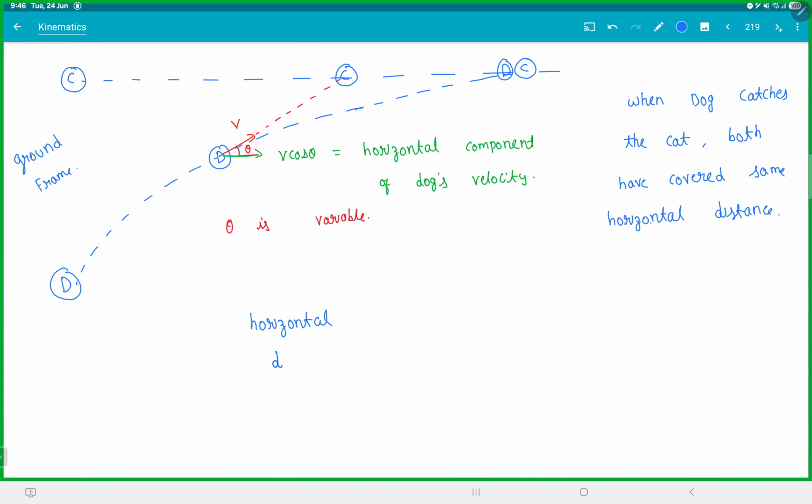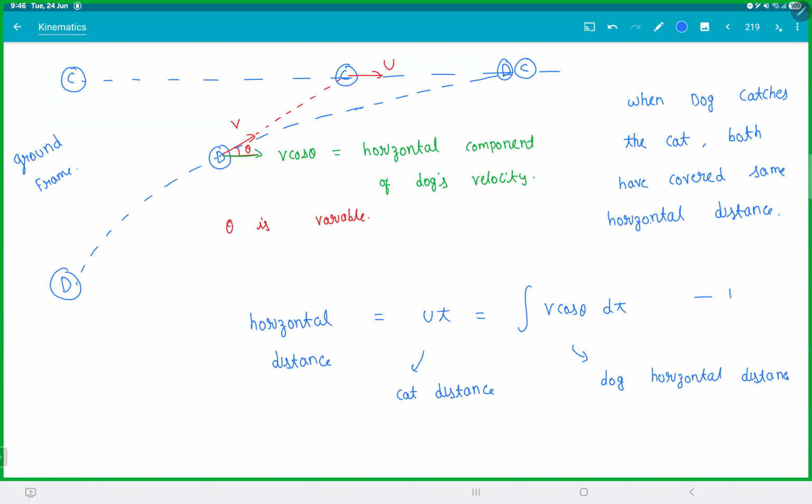So therefore, this horizontal distance traveled, remember the cat is going with speed u. This must be equal to u into t. This must be equal to integral v cos theta dt, because the dog's speed is not constant. This is the cat's distance. This is the dog's horizontal distance. Since the dog's speed is changing every instant, we need to integrate, which is v cos theta dt.